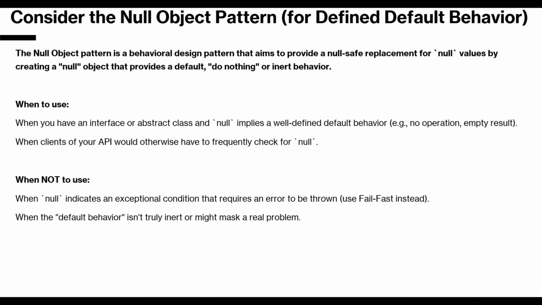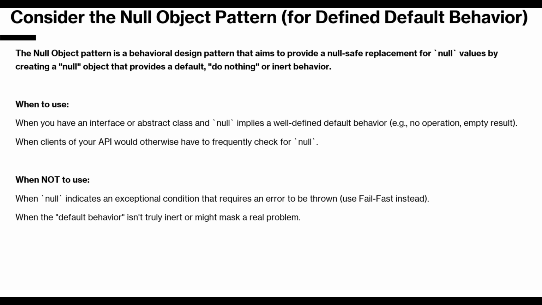Now we are considering the null object pattern. Now this is one of the default behaviors. Null object is a behavioral design pattern and it is going to give you a null-safe replacement for null values, either by creating the null object to provide a default value, or it does nothing, or it is going to inherit behavior.